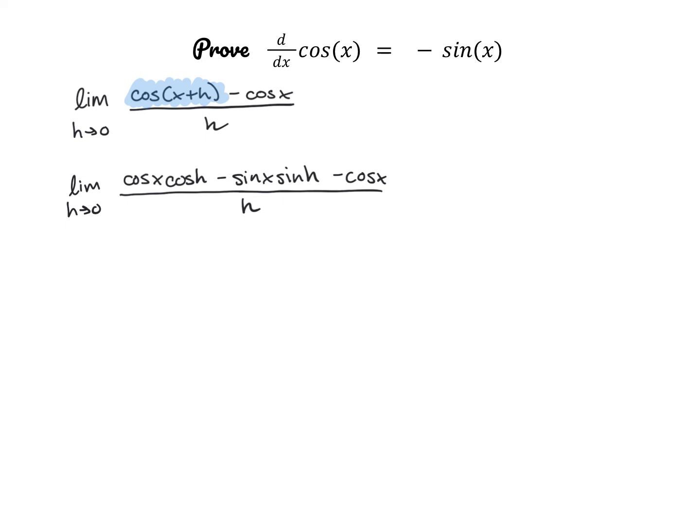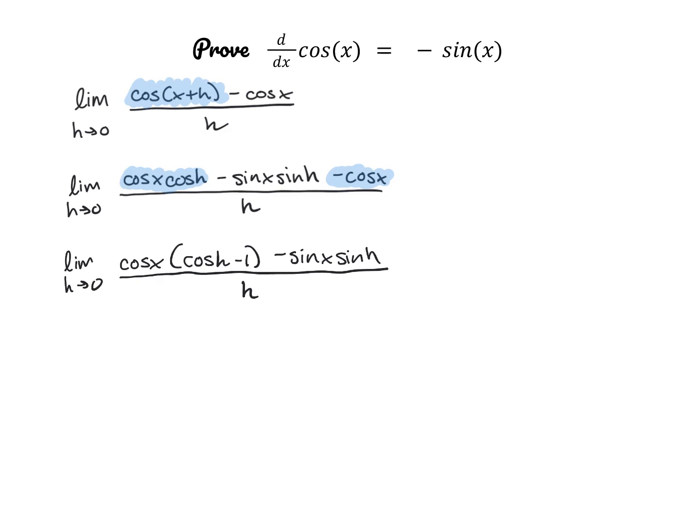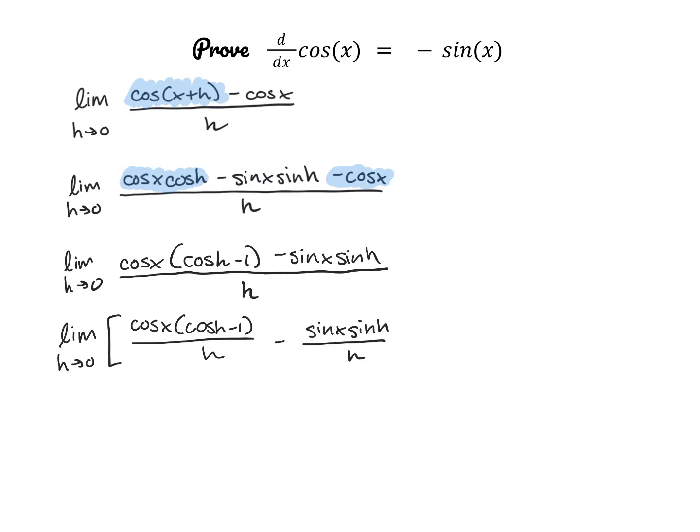So again, we're going to try to look for things that are factorable. You'll notice that these two terms share a common factor of cosine of x. So let's group those and factor that out, leaving us with cosine of h minus 1 minus sine of x sine of h, all over h. And in evaluating this limit, I'm going to separate it into two fractions just to make it a little more clear. You don't have to show this step, but it helps me when I'm working through it.